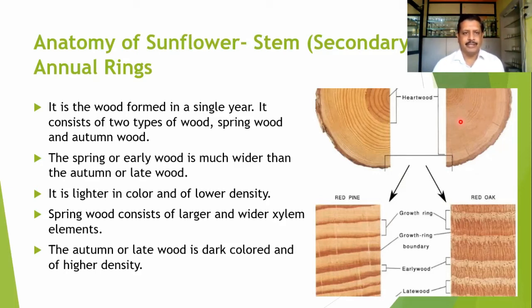Okay. Now, what causes these annual rings to develop? It is the wood formed in a single year. Plants are normally perennial, those are trees. These trees are perennial in nature. So whatever wood is formed in a single year, it forms a ring. So it consists of two types of wood, particularly spring wood and autumn wood.